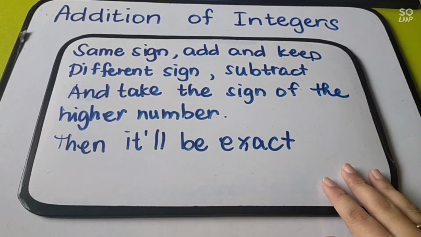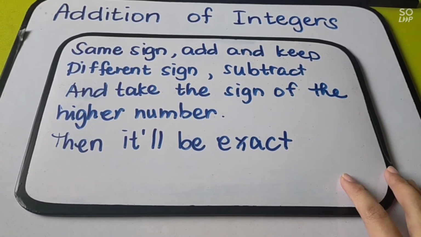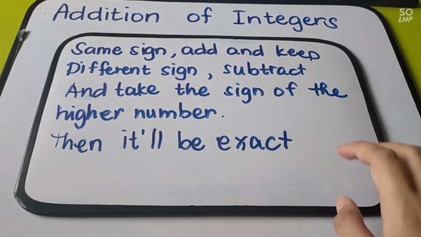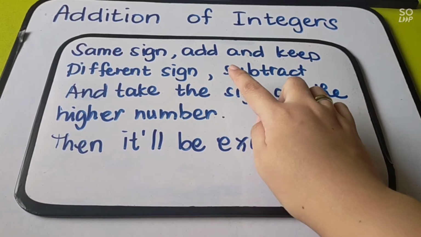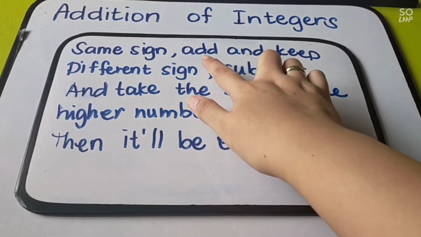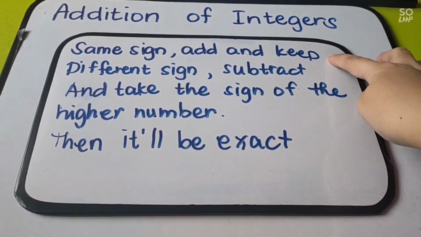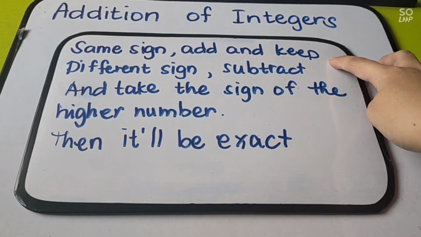So, itong rules na 'to, pwede nyo rin 'tong i-apply kay subtraction. So, here's the rule. We have here same sign, add and keep. So, kapag daw same ang sign, you need to add the given and then you keep the sign. So, when you say keep the sign, kokopyahin mo lang yung sign.